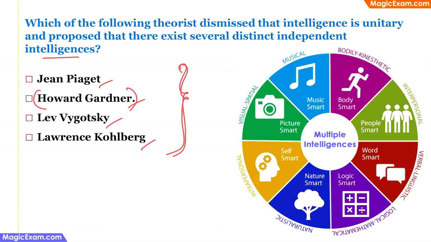For example, some children may have musical intelligence, some may be smart athletically, some may have very good interpersonal intelligence, and some may have naturalistic intelligence. Therefore, there are different types of intelligences. So the correct answer here is Howard Gardner. In other videos, I have explained the contribution of the other theorists mentioned here, which you should also see, because they are all very important from an exam point of view.